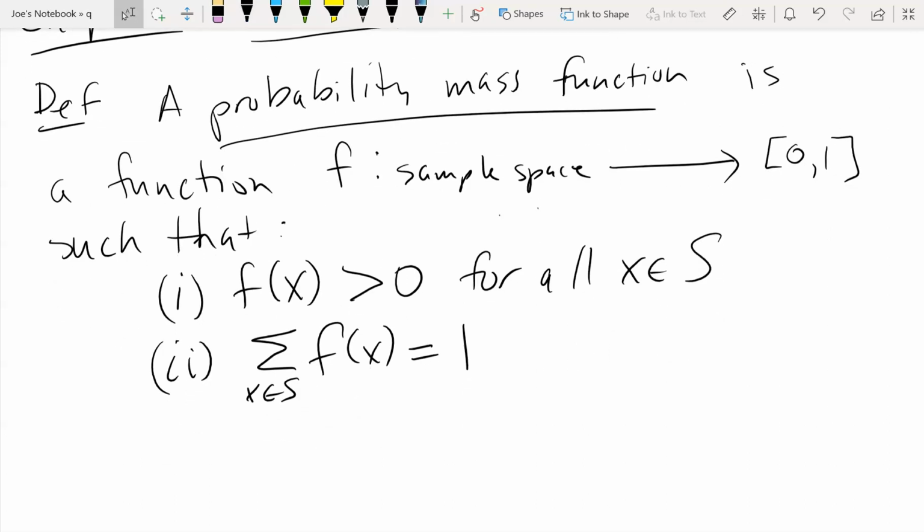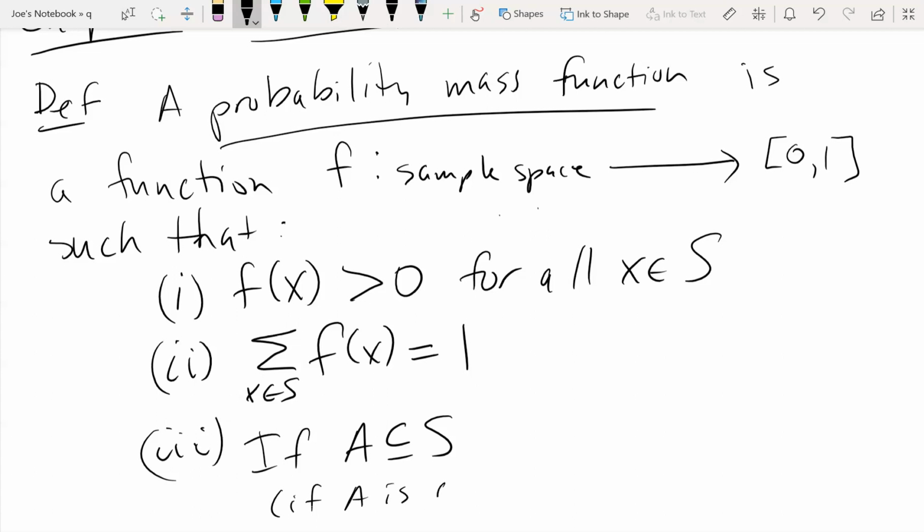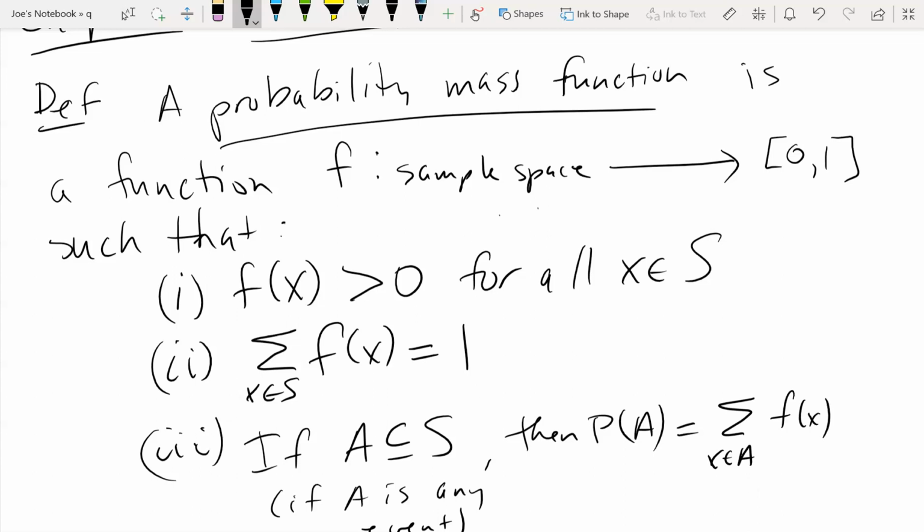All right. So the last thing that we want to make sure happens is, if I have any event, so if A is a subset of S, so if A is any event, then the probability that A happens had better be the sum over all x's in A of f of x. So the probability mass function just gives you a way of calculating probabilities from a function standpoint.